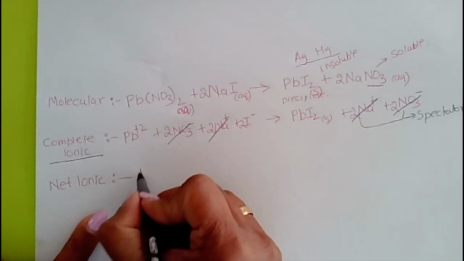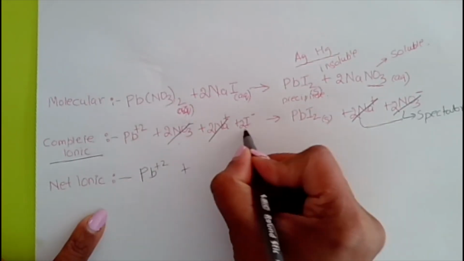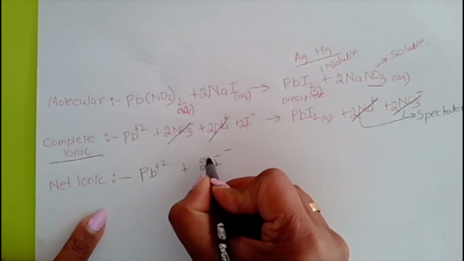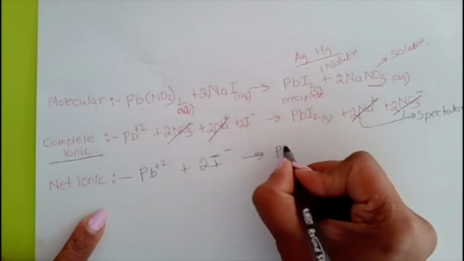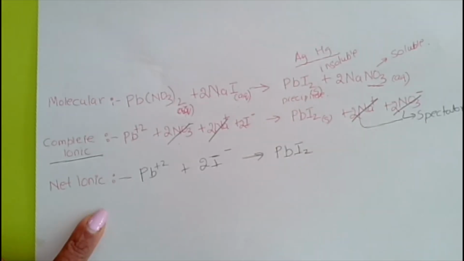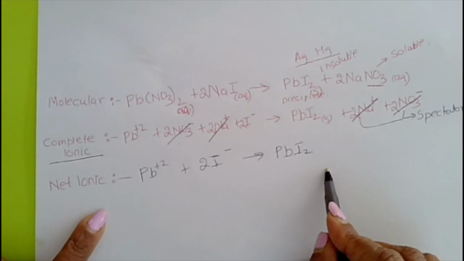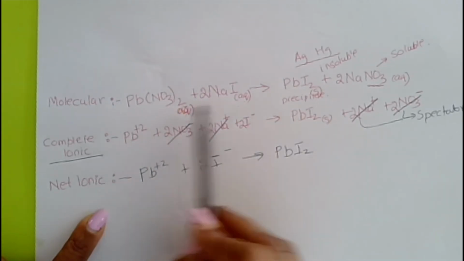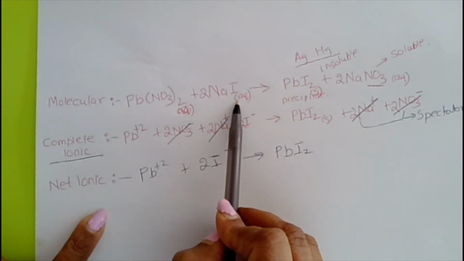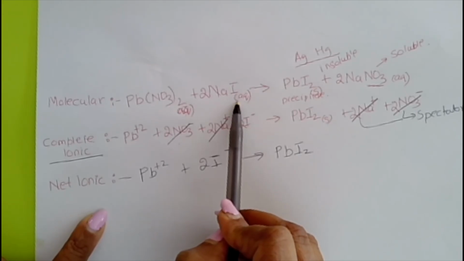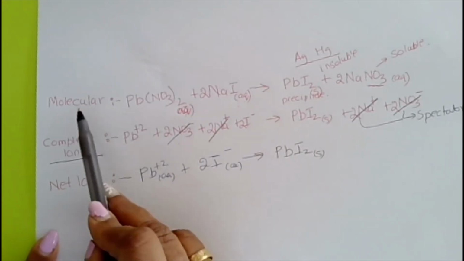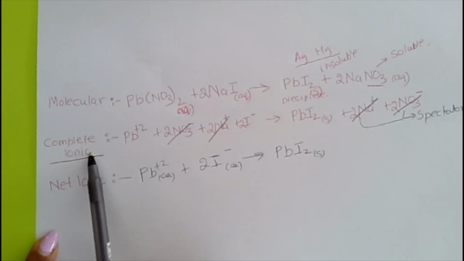My net ionic equation is going to be Pb2+ + 2I− giving me PbI2. Now AP does not care if you do not write down the phases, if this is asked. But if they are giving you the phases, you should be able to understand what that phase implies and what you're going to do with it. Make sense? So molecular equation, complete ionic equation, and your net ionic equation.